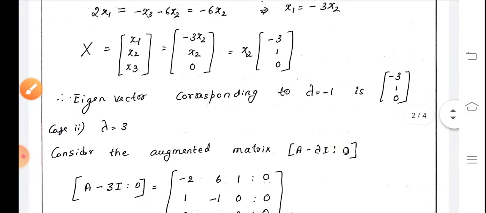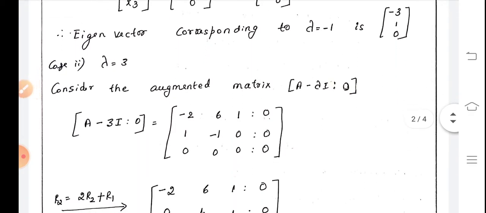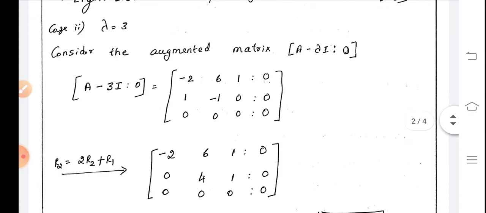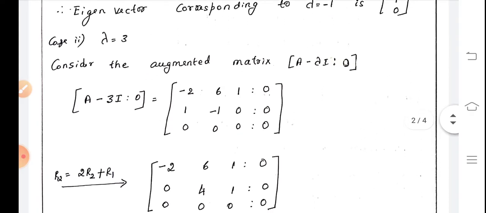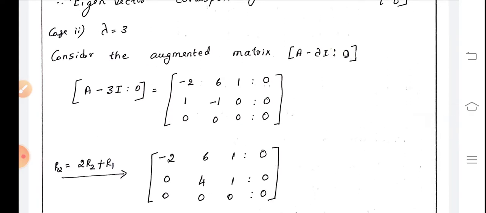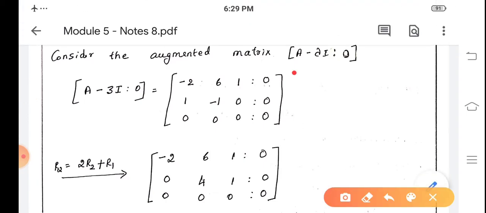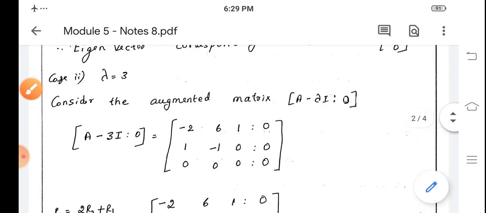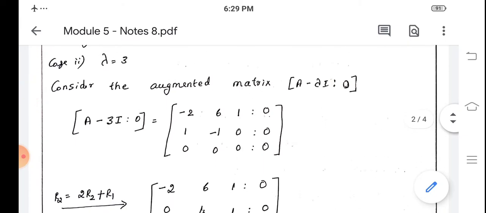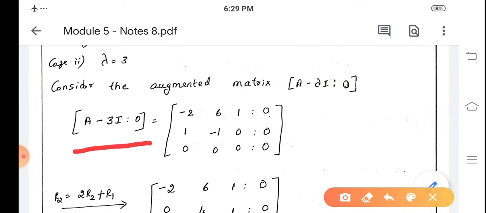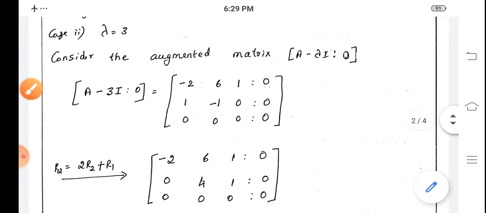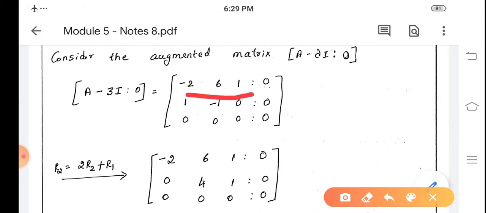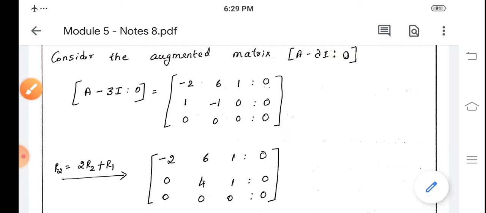Now let us work out the second case. We take lambda equal to 3. For lambda equal to 3, we need to find the eigenvector now. So we start with the augmented matrix. The augmented matrix is A minus lambda I, 0. Since lambda equal to 3, we write the augmented matrix as A minus 3I, 0. That is minus 2, 6, 1, 0, 1 minus 1, 0, 0, 0, 0.